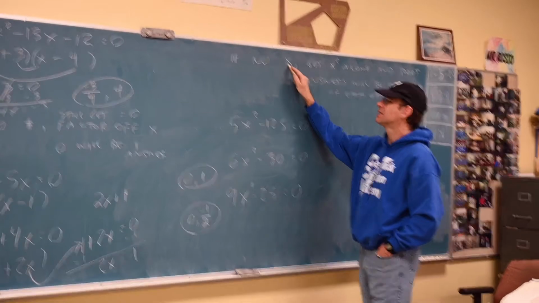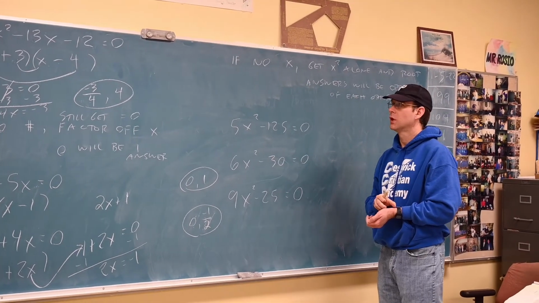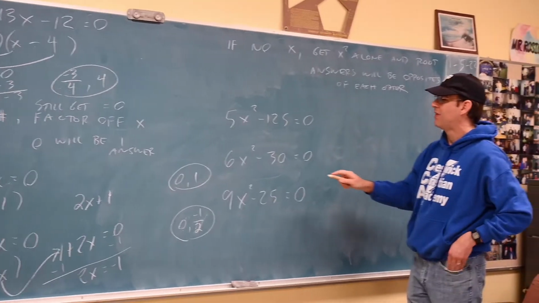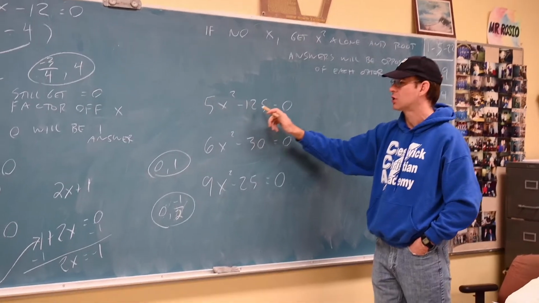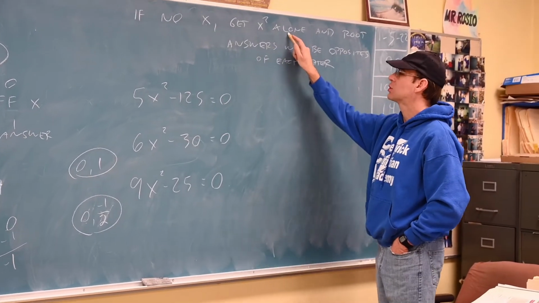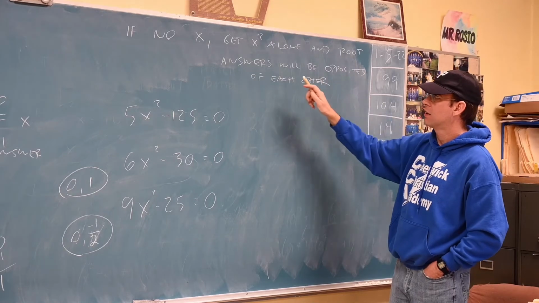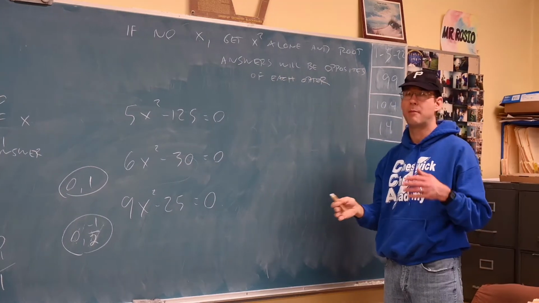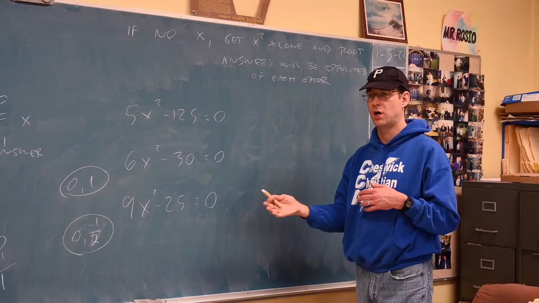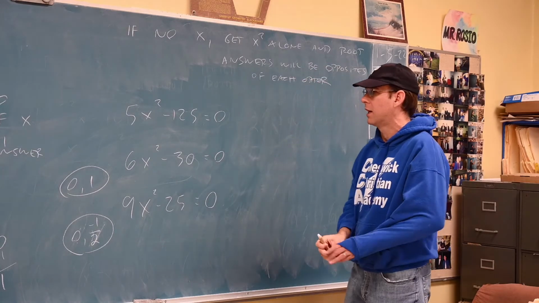If the problem doesn't have x's, I would not get it equal to 0. What I would do if the problem doesn't have the x term and it just has x squareds and plain numbers without the x's, I'd get the x squared alone, and then I would do a square root. And I will guarantee you, your answers are going to be two numbers that are opposites of each other, like positive 8, negative 8, positive 10, negative 10. You're going to get a situation like that.